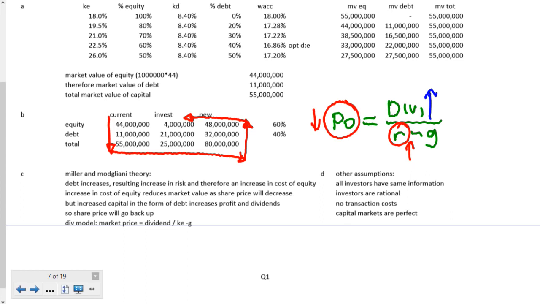Because I'm borrowing money, investing it, getting a return. So this number goes up, and this goes back up, and then this evens out. That's what Miller and Modigliani say. Okay, so basically that's what I said there.